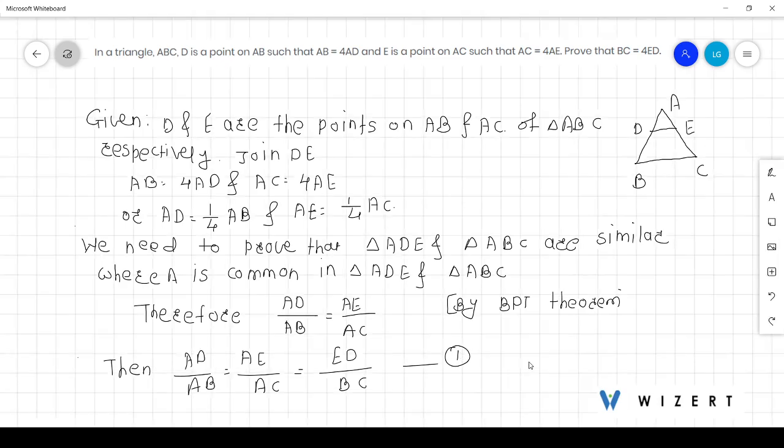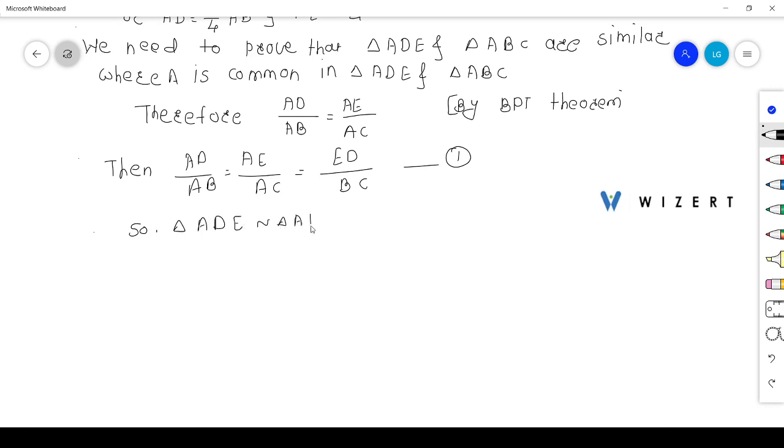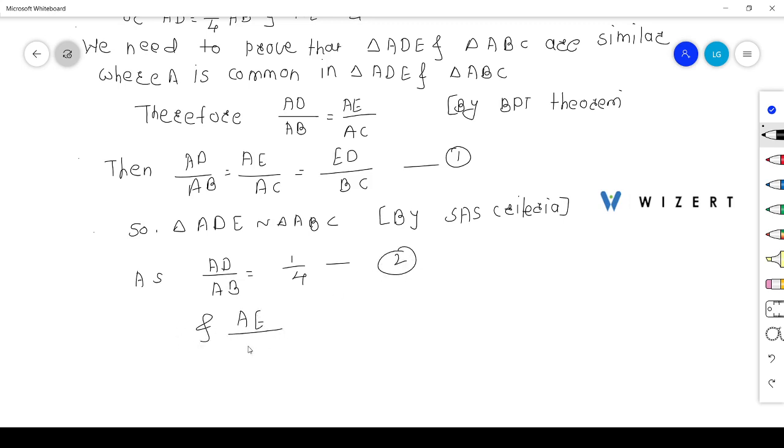So, by the side angle side criterion, triangle ADE is similar to triangle ABC, as AD upon AB is 1 by 4 and AE upon AC equals 1 by 4.